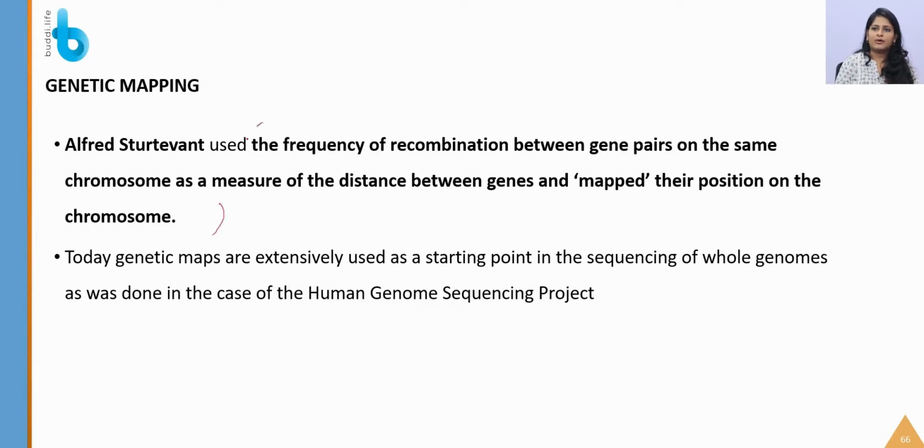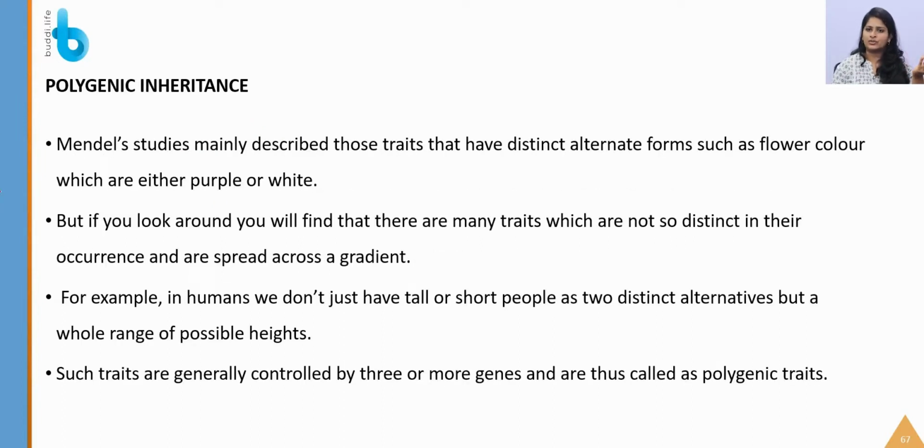So this is very important for you to remember. What did he do? He used the frequency of recombination between gene pairs on the same chromosome as a measure of distance between genes, and he mapped their position on the chromosome. Today the genetic map is extensively used as a starting point in sequencing of whole genomes, as was done in the case of the human genome sequencing process. So who did this, the principle is very important, and one application you can study.